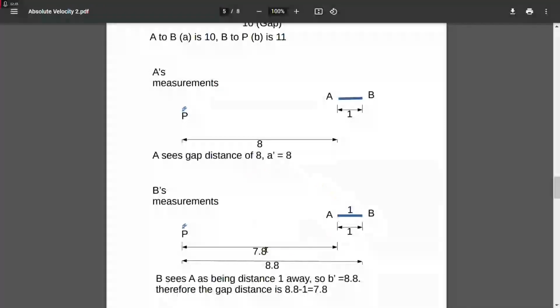See, now this gap distance that B interprets A has is now 7.8. Now, why is that? Well, B interprets itself as being 8.8 away from P. But B also sees A as being 1 away from itself. So naturally, this gap distance that B interprets between A and P is 7.8, whereas A interprets 8. It's with this difference that we can figure out what our true velocity is.